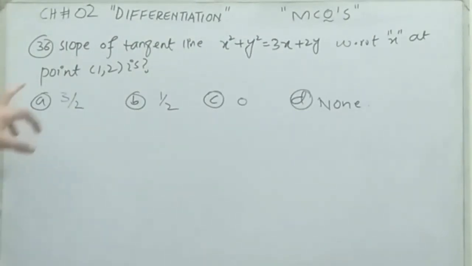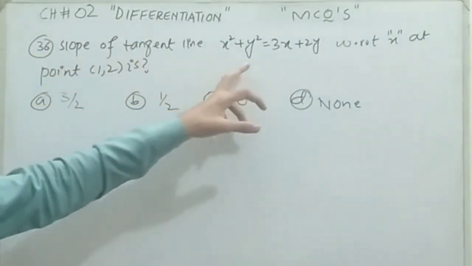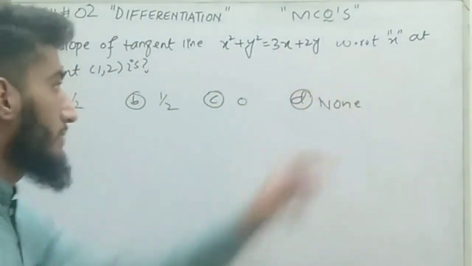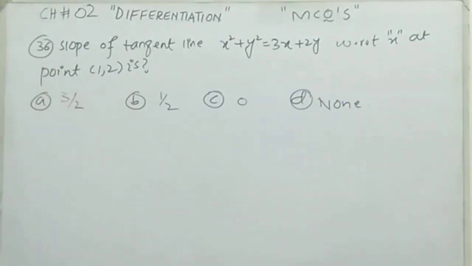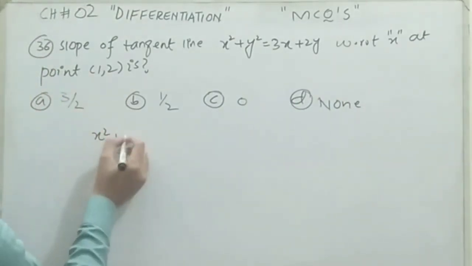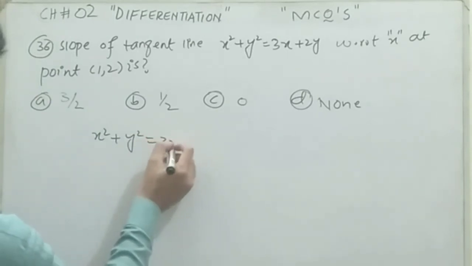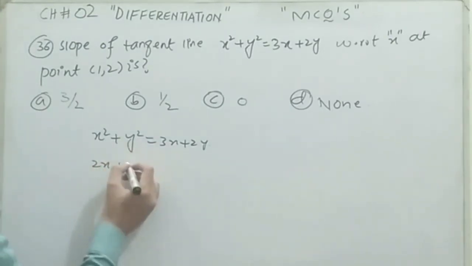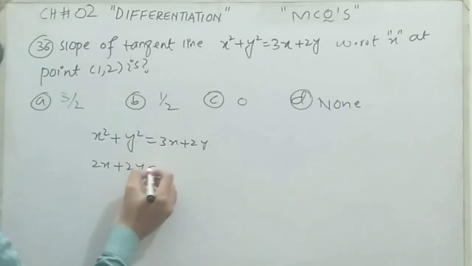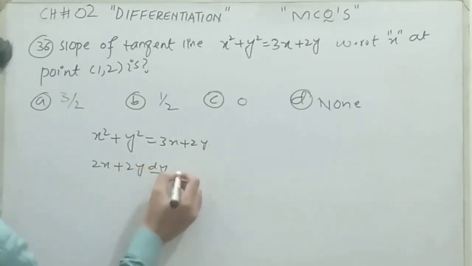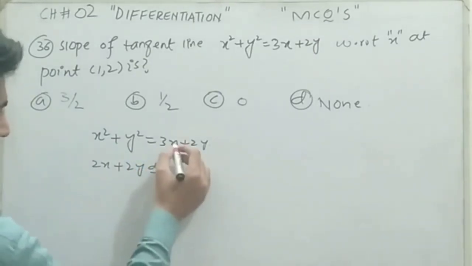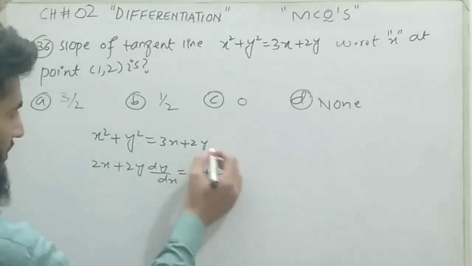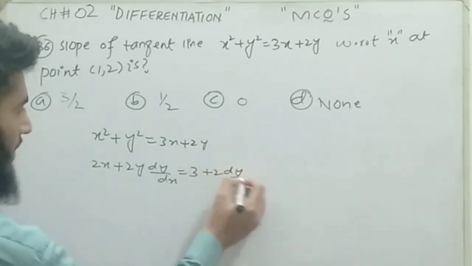Move toward MCQ number 36. The slope of the tangent line to x square plus y square equals 3x plus 2y with respect to x at the point (1, 2) will be. Taking the given curve x square plus y square equals 3x plus 2y, we are going to find the slope. Slope is actually the derivative. Differentiate both sides with respect to x. The derivative of x square will be 2x and of y square will be 2y, but y is an inner function, so it becomes 2y dy by dx. This equals 3 times the derivative of x, which is 1, plus 2 times dy by dx.